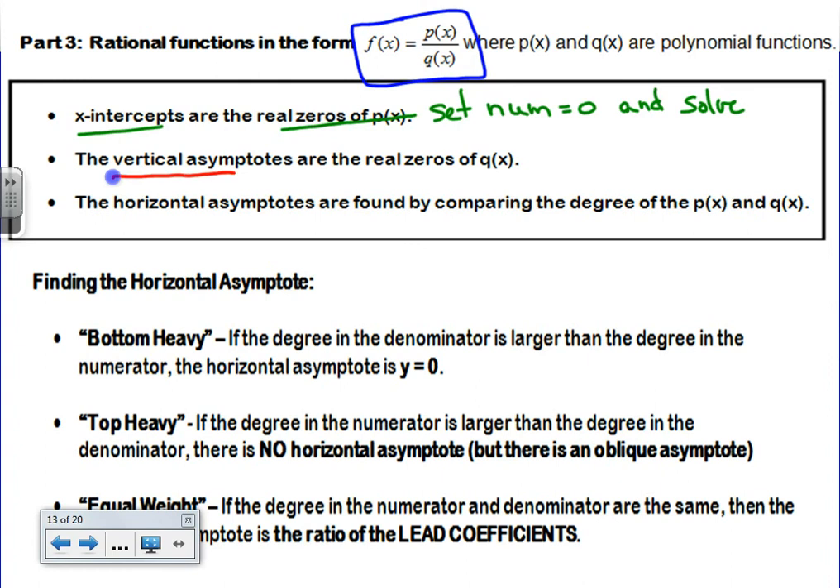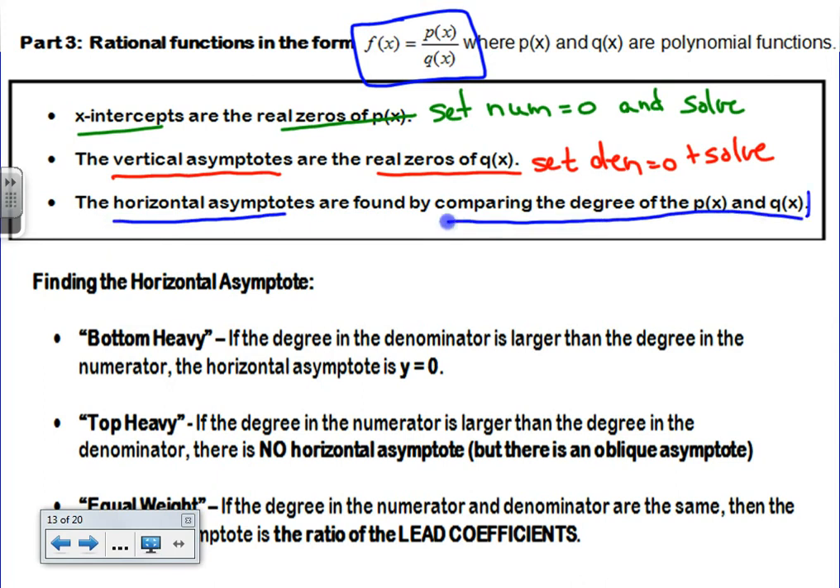The vertical asymptotes are the real zeros of q of x. That's similar to what we did in the last lesson, but q of x is the denominator, so to find the vertical asymptote equation, you set the denominator equal to 0 and solve. And then the horizontal asymptote is a little strange. It's basically done by comparing the degree of the numerator and the denominator. To know what that means, you have to look at the next thing.